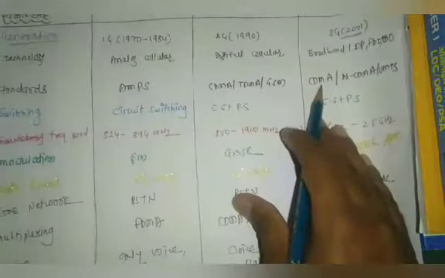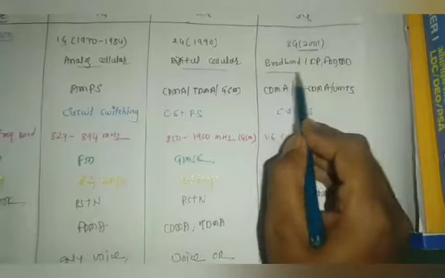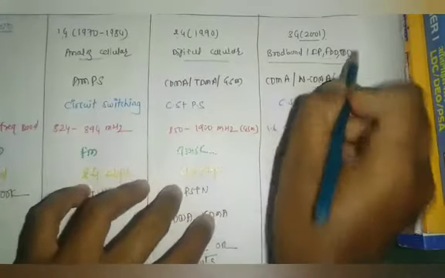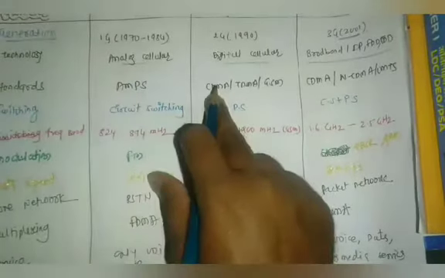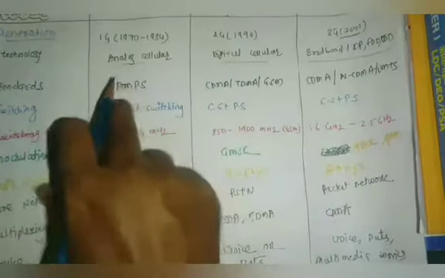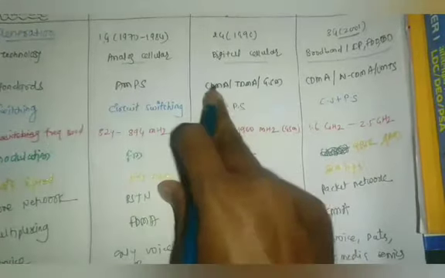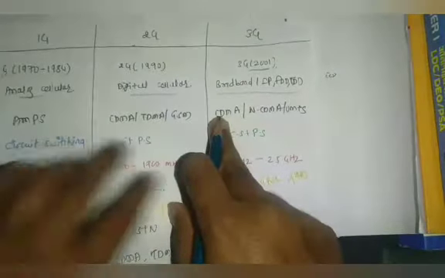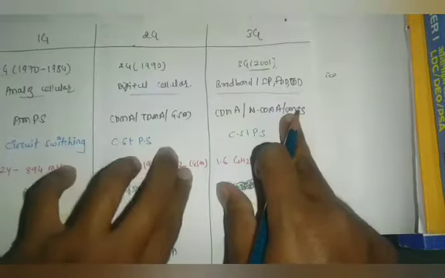Then technology. 1G uses analog cellular. 2G uses digital cellular. 3G uses broadband or IP or FDD or TDD. You have homework: find out the long form of FDD, TDD. Then standard: AMPS, CDMA, TDMA and GSM. Also find out the long form of AMPS, TDMA, CDMA, GSM. In 3G the standard is CDMA or WCDMA or UMTS. Find out all these long forms, your homework.